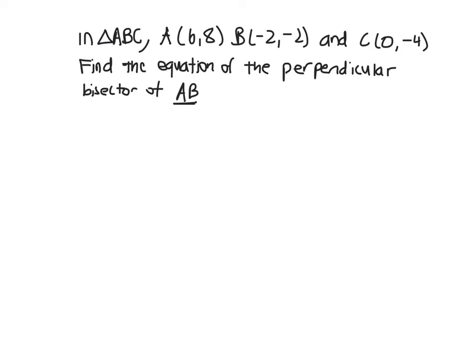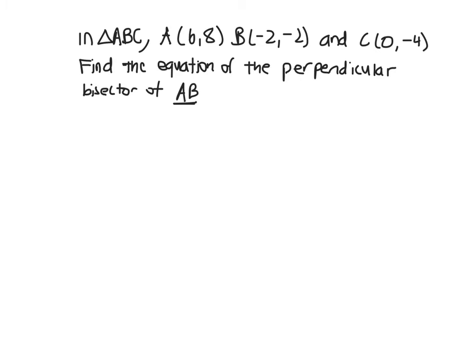Okay, but I'm going to read it out. In triangle ABC, A is (6, 8), B is at (-2, -2), and C is at (0, -4). And you want to find the equation of the perpendicular bisector of AB, which means you're going to need the midpoint of AB, you're going to need the slope of AB, so you can ultimately take that negative reciprocal. So go ahead, pause the video, and try it on your own.